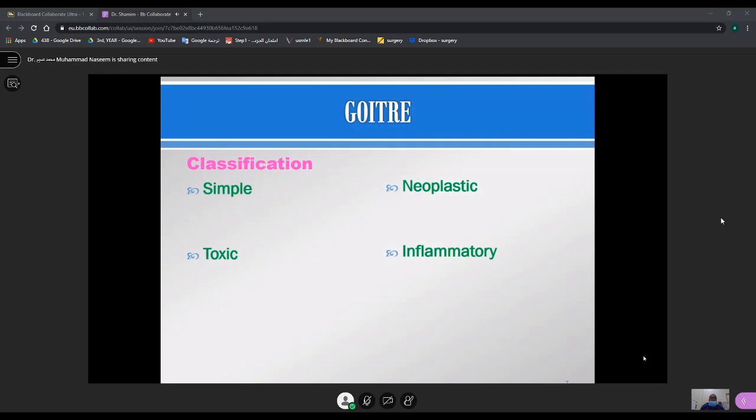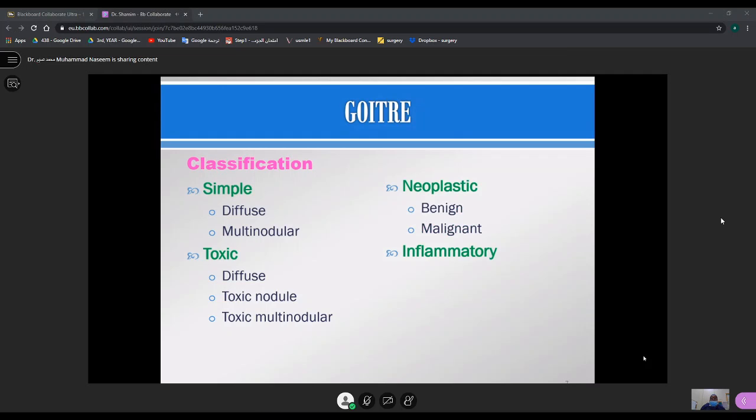Now, the classification of goiter. We classify into simple goiter, toxic goiter, neoplastic goiter, or inflammatory goiter. Simple can be diffuse or multinodular. In the same way, toxic can also be diffuse or multinodular, or it can be a single nodule. Neoplastic can be benign or malignant. And inflammatory includes autoimmune thyroiditis, granulomatous thyroiditis, fibrosing thyroiditis, or infective thyroiditis.